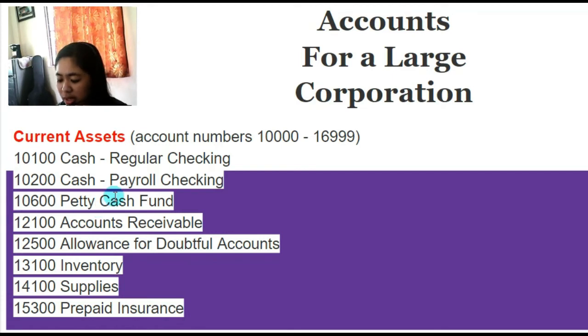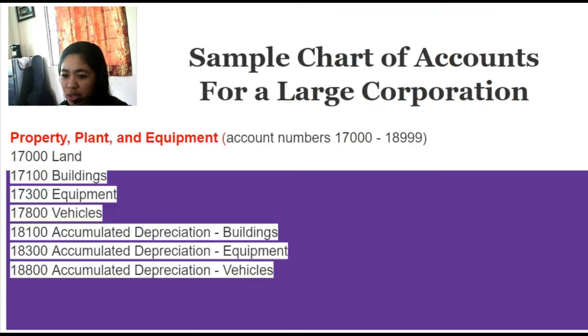Current assets include cash regular checking, cash payroll checking, petty cash fund, accounts receivable, allowance for doubtful accounts, inventory and supplies, prepaid insurance. For the property, plant and equipment, a sample of this is the land, buildings, equipment, vehicles, accumulated depreciation for buildings, equipment, and vehicles.